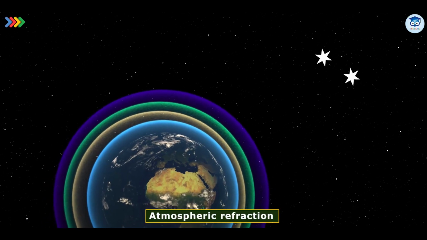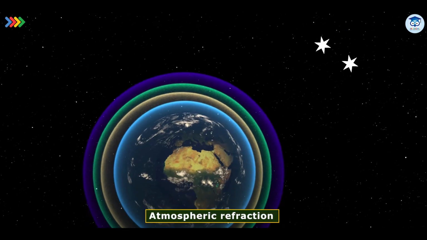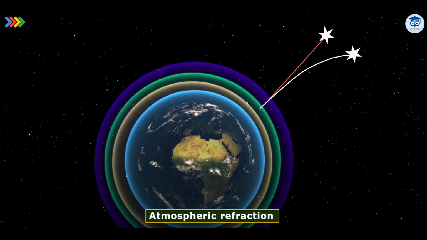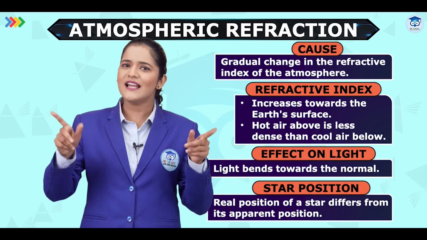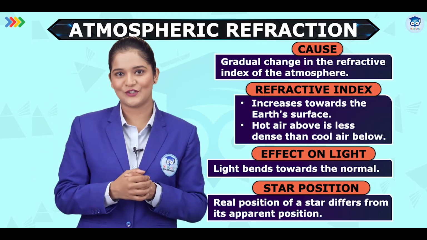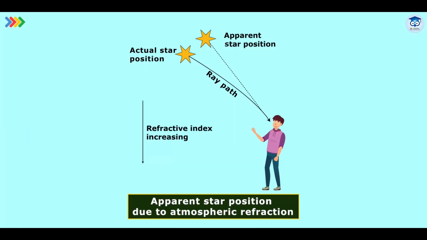Light traveling through these layers does not move in a straight line, but bends gradually due to this continuous change in refractive index. This bending of light always occurs towards the normal because it is moving from a rarer to a denser medium. This is a direct application of the law of refraction. Now, let's apply the concept of atmospheric refraction to a real-life observation: the apparent position of a star in the night sky.